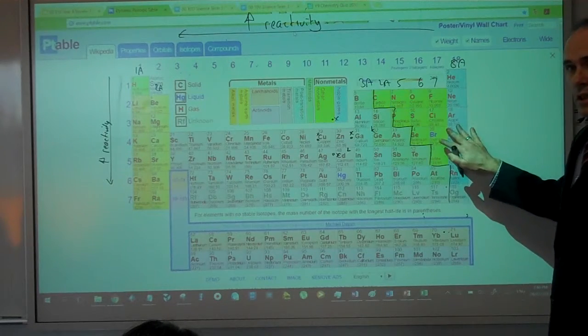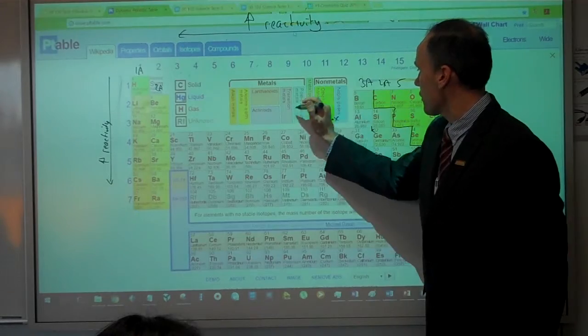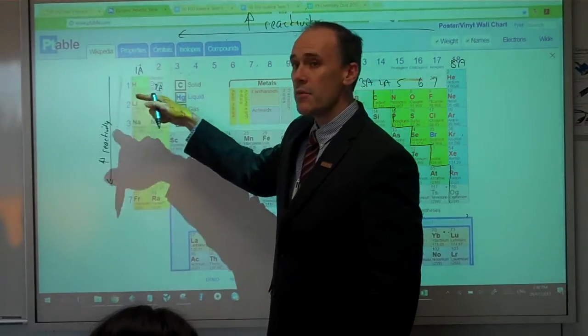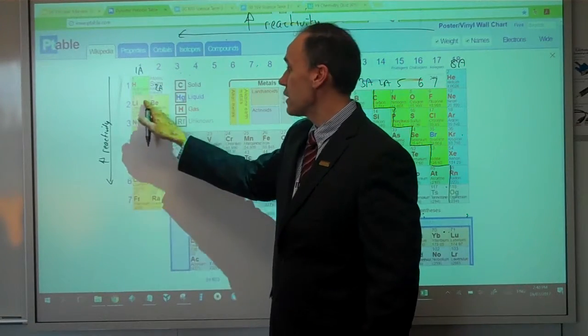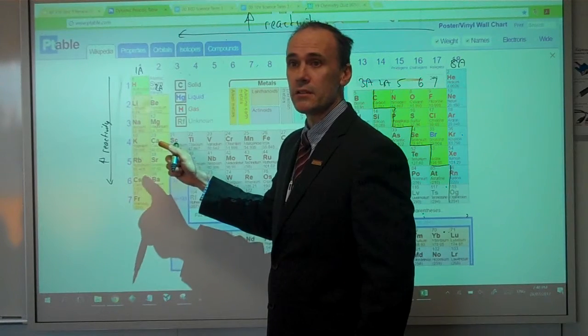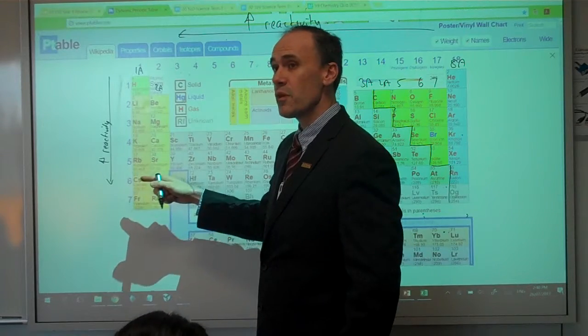The non-metals here, just in this little corner. And you have the metals all the way through everything else. The group 1 have how many valence electrons? They have one valence electron in every case. And how many electrons will they donate in reactions? Yeah, they'll donate one electron.